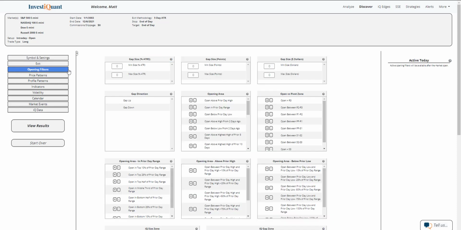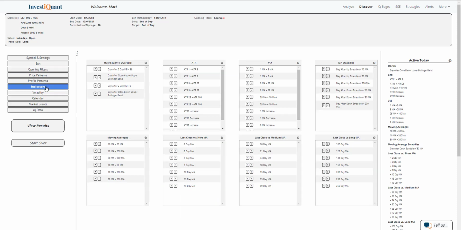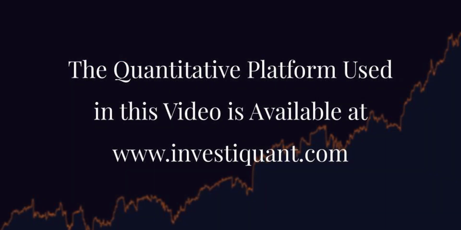We are currently trading higher in the overnight session. I'm going to add that to the test by going to the gap direction and clicking on gap up. Next, I'm going to go into the indicators library, and I'm going to add that close below the lower Bollinger Band, which comes from our overbought, oversold category here. It's this bottom option. I'm going to hit equals next to it. I could also grab it from the active today. It's that top option. Next, I'm going to say that we are below a 10-day simple moving average, but above a 200-day simple moving average. And now I can click View Results.